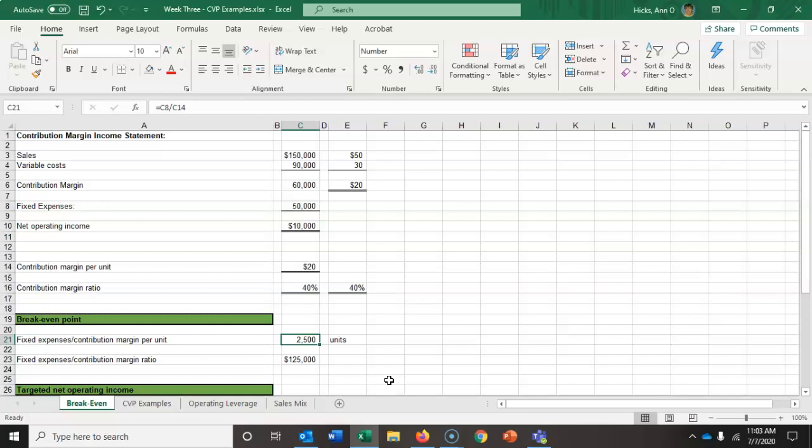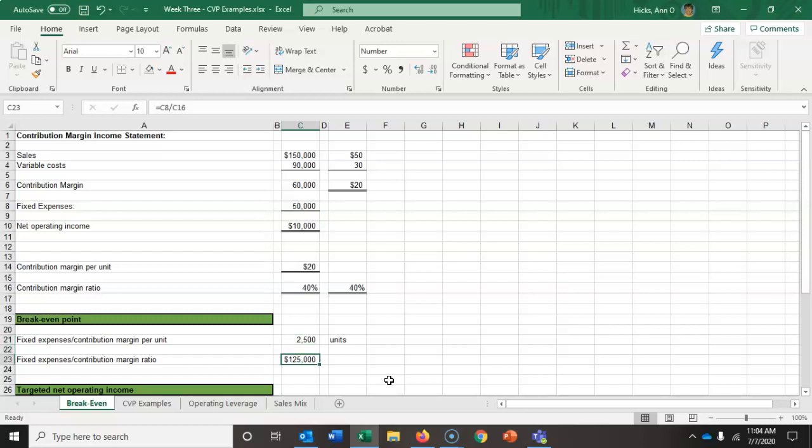So what I use to calculate break-even point is just a very simple equation wherein I take my fixed expenses, in this case $50,000, and divide it by my contribution margin per unit of $20. So every unit that I sell is going to contribute $20. This will tell me how many units I need to sell in order to cover my $50,000 in fixed expenses. And it is 2,500 units. So my break-even point is 2,500 units. I need to sell at least 2,500 to not be in a loss mode.